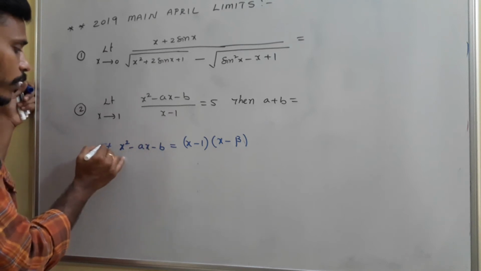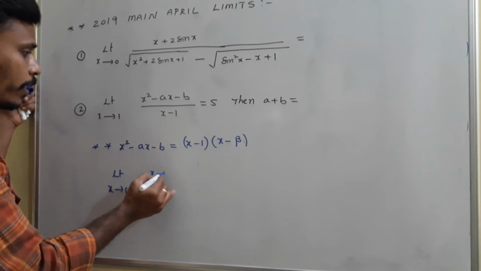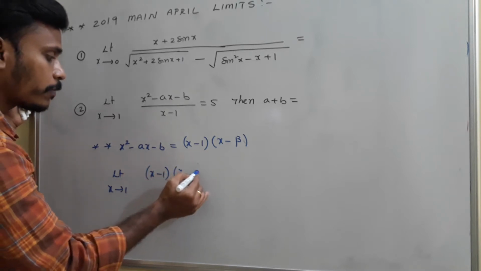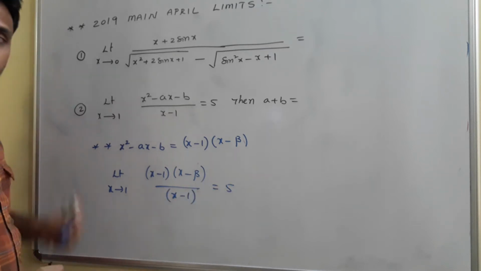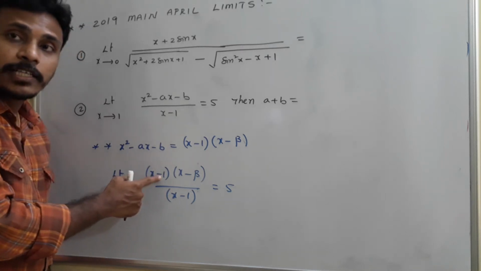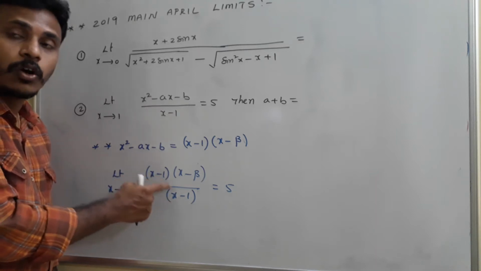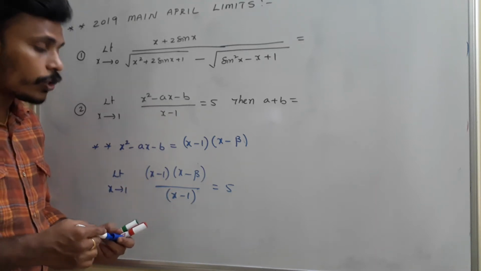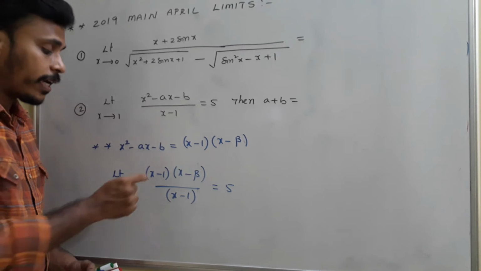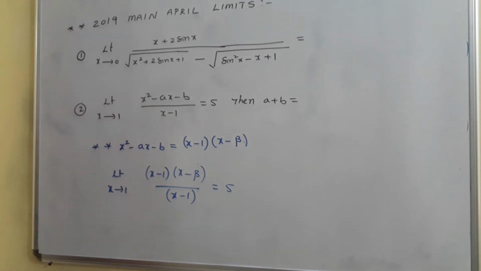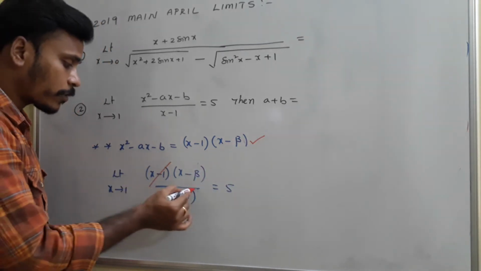So if you treat x square minus ax minus b in this format, then the problem is limit x tends to 1, x minus 1 into x minus beta divided by x minus 1 is equal to 5. If there is no x minus 1 as a factor in the numerator, then we don't have a chance to cancel these two out, so we don't get a finite value. But the answer is given as finite, so for sure x minus 1 is a factor of the numerator, and that's why we need to take the numerator in this format. Just cancel out that x minus 1.